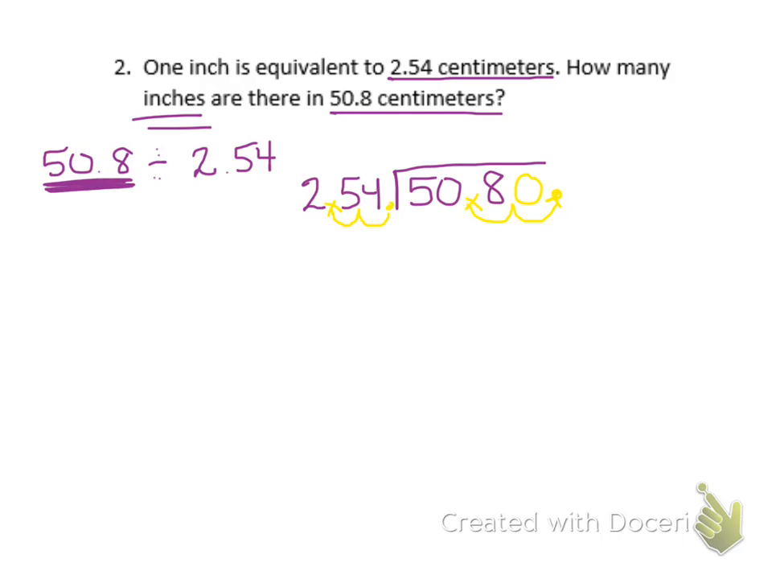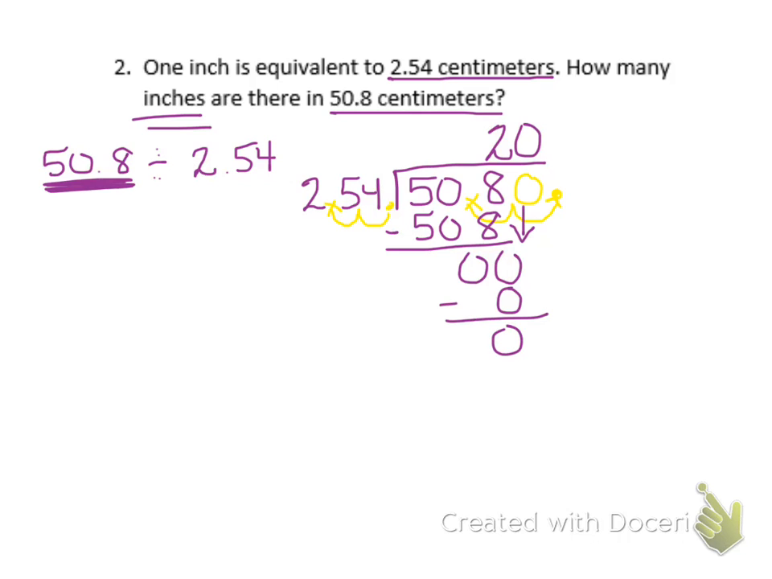Now that we have our problem set up, we just divide like normal. Alright, so 254 goes into 508 2 times. 254 times 2 is equal to 508. So we'll subtract. My remainder is 0. I can't forget about this 0, so I got to bring it down. 254 goes into 0 times. 254 times 0 is 0. So my remainder is 0. That's my answer. So 20 inches.